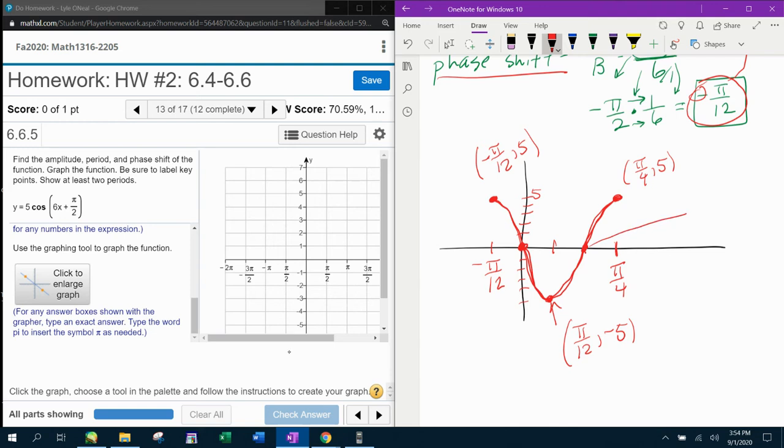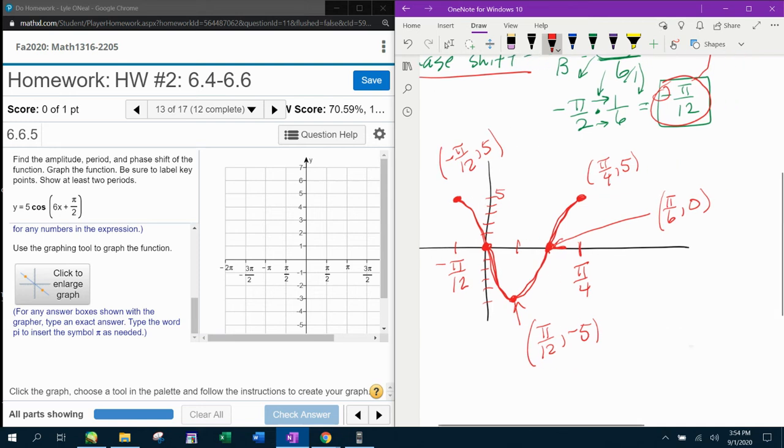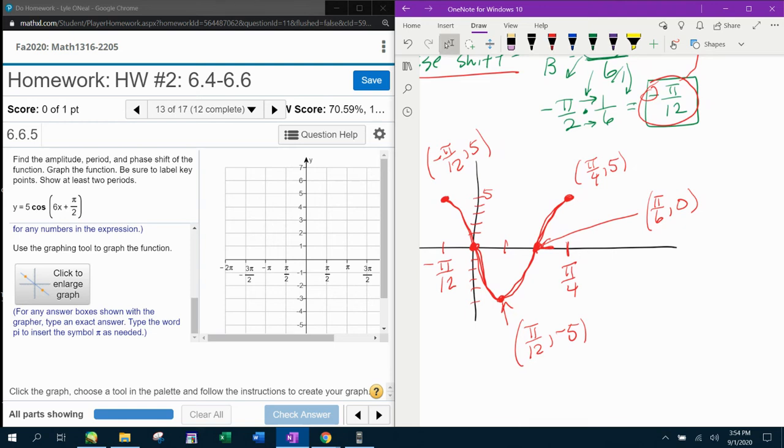So then what is this hash mark? This point right here, okay? So that's 1/12, 2/12. Well, 2/12 reduces to 1/6. And so that point there on the x-axis would be pi over 6, comma 0, and then pi over 4, comma 5. So that would be one complete period labeled. If we want another period, we would simply count another 4 spaces.